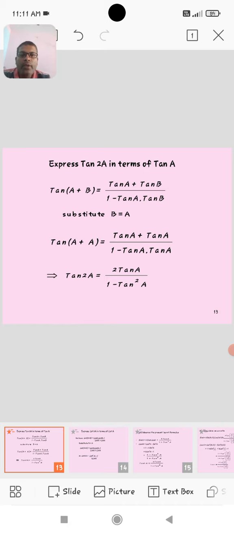So the formula of tan 2a is equal to 2 tan a by 1 minus tan square a. You have to remember this formula also.